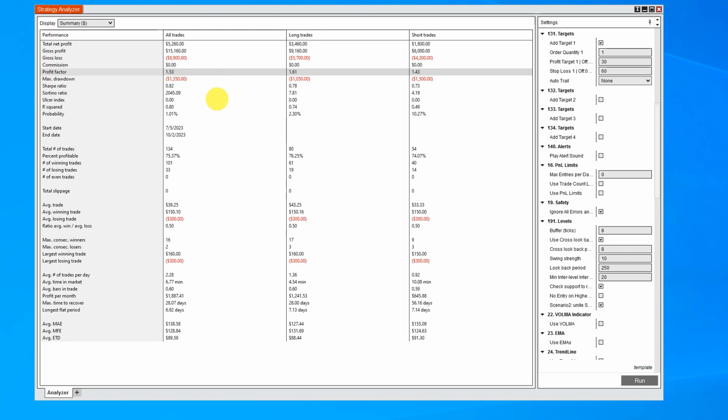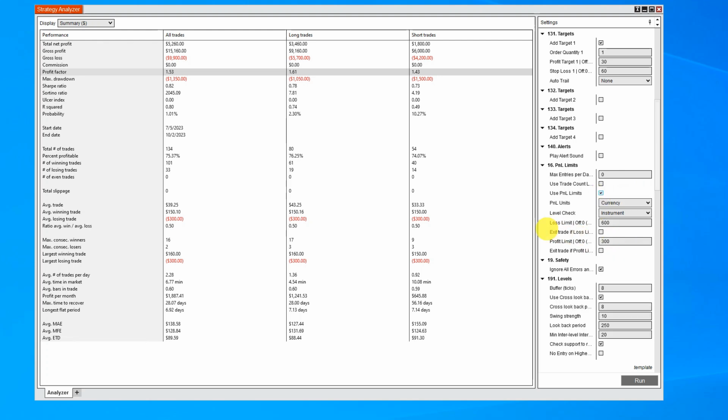So in looking at this, I can tell that this is overtrading. In other words, it's had to make an awful lot of trades to get to this level. So our objective here is to set a daily profit goal and a daily loss goal. So what we're going to do is come over to our profit loss limits here in our template, and we're going to add that. So we have a daily loss limit of $600 that we're going to add and a daily profit limit of $300.